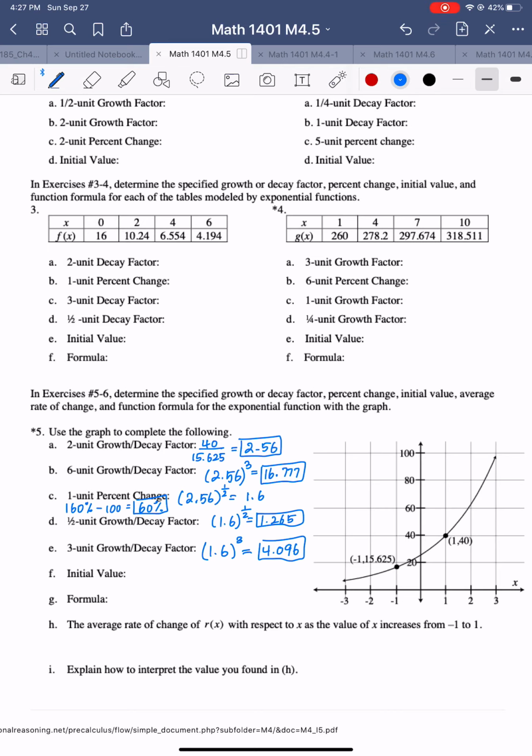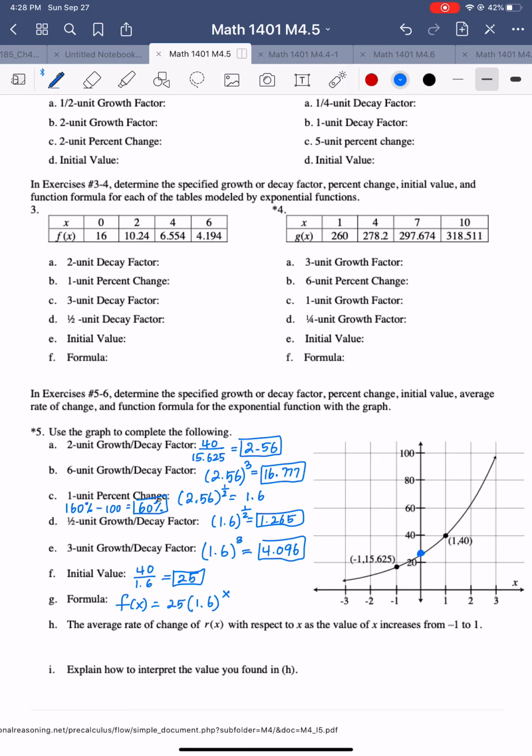So now the initial value is when x equals 0, which is the initial value for y, okay? So in order to do this, I just divide 40 by the 1 unit growth factor, 1.6. If I do that, it'll be 25. And then I can make the formula, right? So f of x is going to be 25, the initial value, times the 1 unit growth factor to the x power.